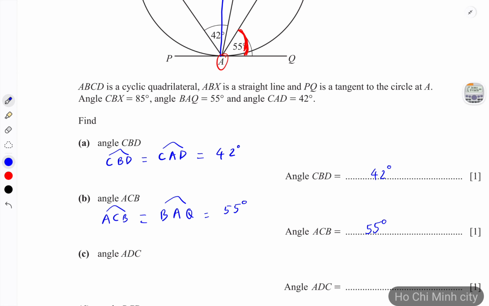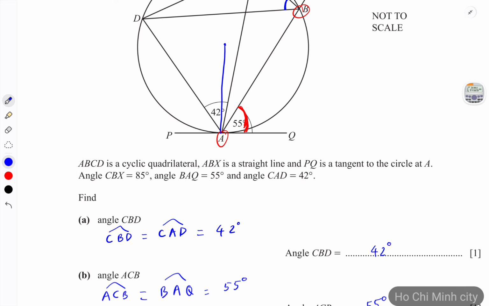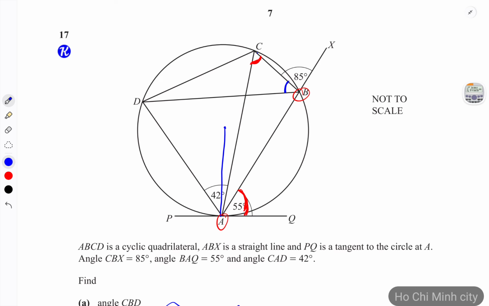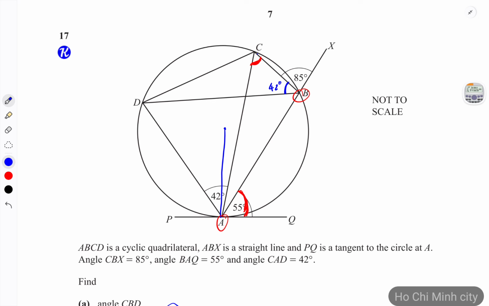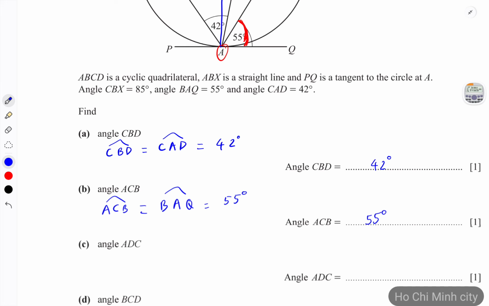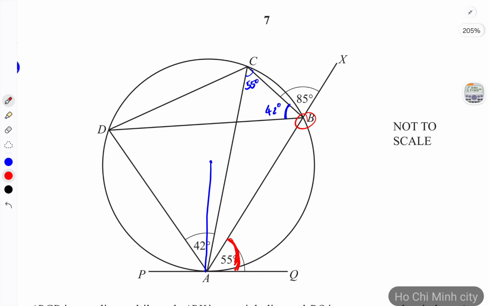Angle ADC. First of all, we have to fill in the sizes of two angles. So 42 for CBD, 42, and 55. This one is 55 degrees. All right, so now we have to find out the ADC. ADC is this angle.